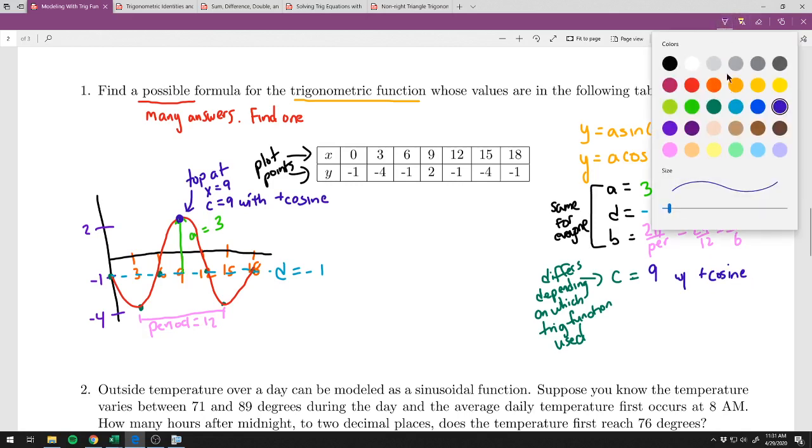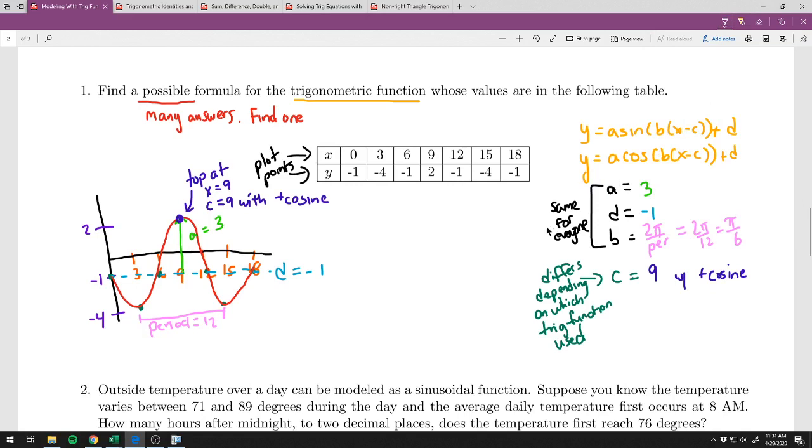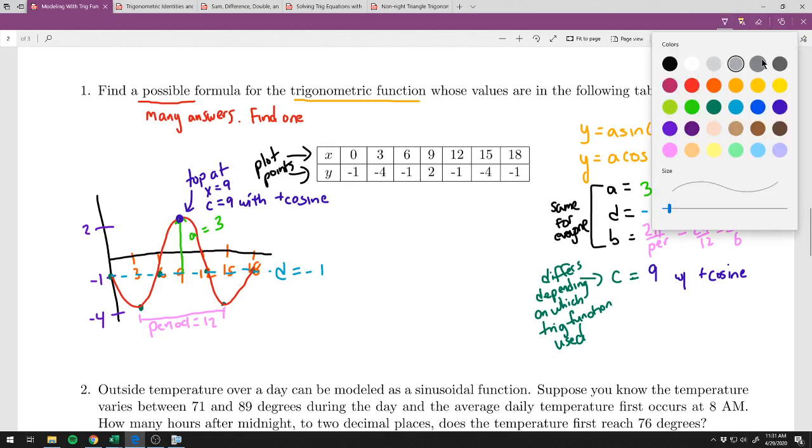All right, but once again, there are a lot of answers to this. You can use c equals 3 with negative cosine. You can use c equals 0 with negative sine. You can use c equals 6 with positive sine. You just pick the one that you're most comfortable with at this point.